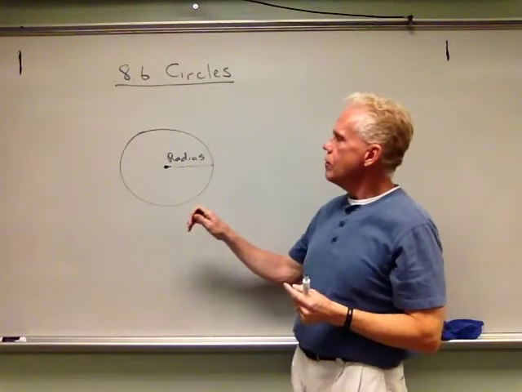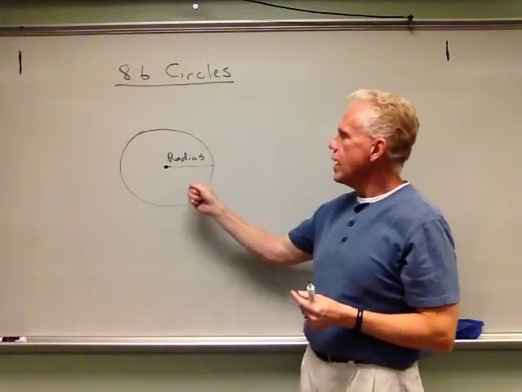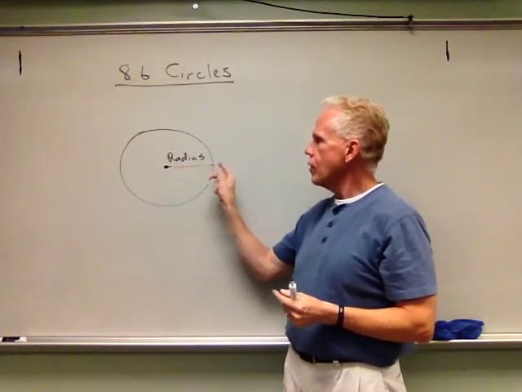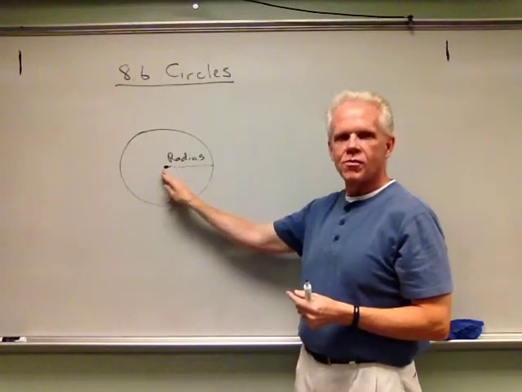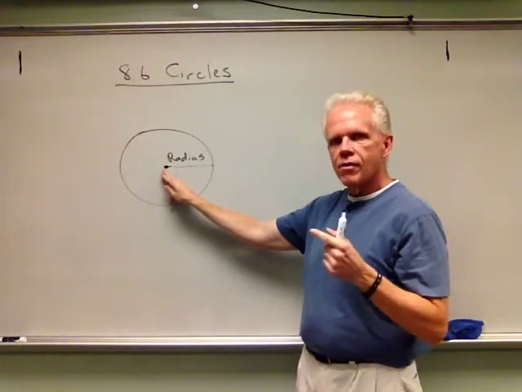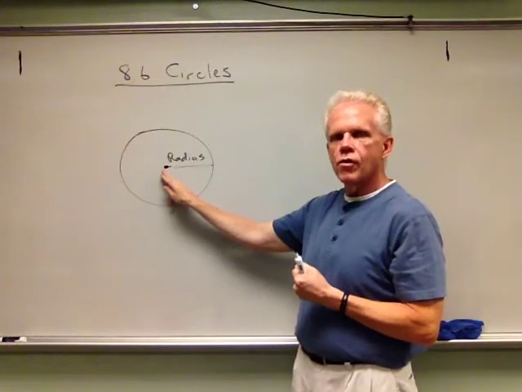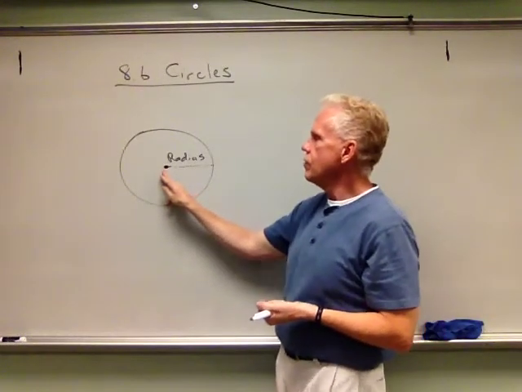It's important to know that radius is essentially the distance from the center to one edge, or it's halfway across the circle. If we go halfway across and stop, we got the radius. Okay? Important, because we're going to have radius used in a number of circle formulas and also other volume formulas we're going to use later.